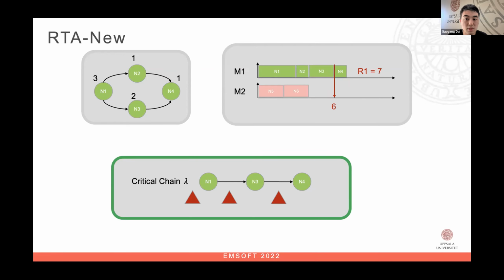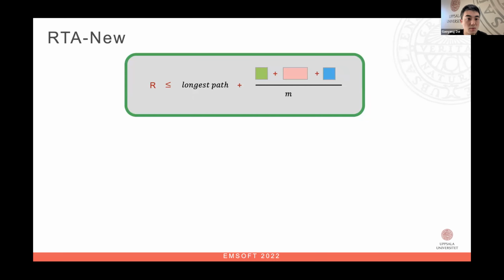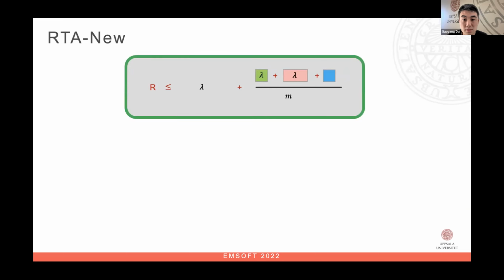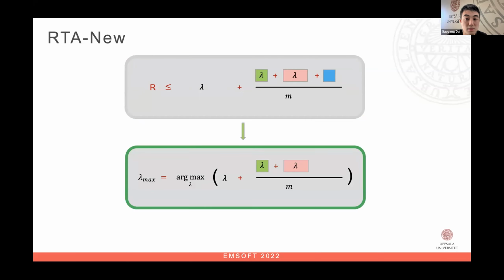Based on this, we propose a new bound on the WCRT, which is this one. We use this critical chain in this formula. However, the critical chain is unknown as we don't know the worst case schedule. But we can use a path that dominates the critical chain to derive a safe WCRT bound. Because we want to bound the worst case response time, the equation to compute this path can be derived as this. The blue block is eliminated as the higher priority interference does not depend on the critical chain.